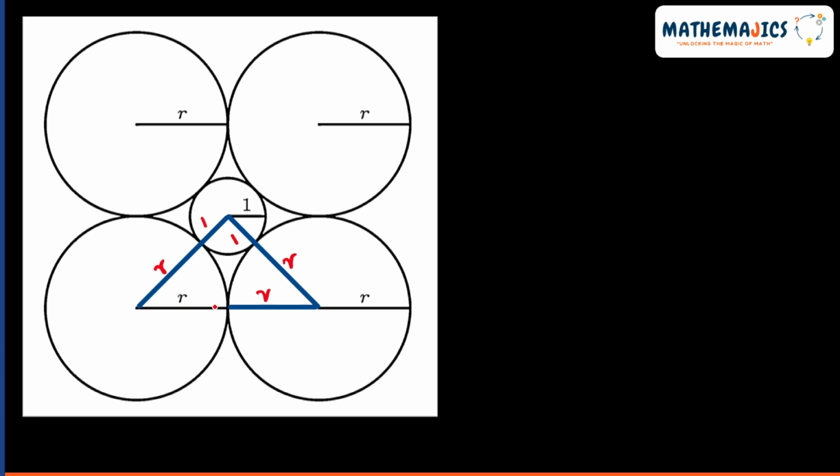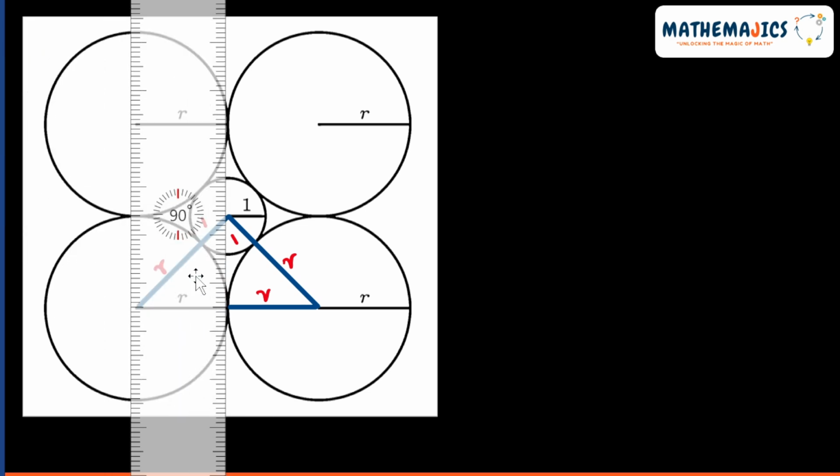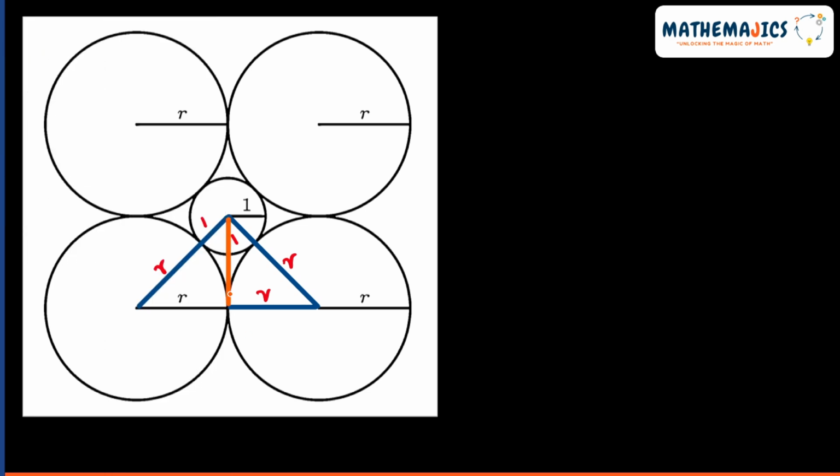Now, after drawing this isosceles triangle, I'll be drawing one altitude of this isosceles triangle. Let's draw an altitude. Altitude means height. This is the altitude of this isosceles triangle, correct? Now, there can be many ways to solve this question. I'm sharing my way. You can share your way in the comments box.